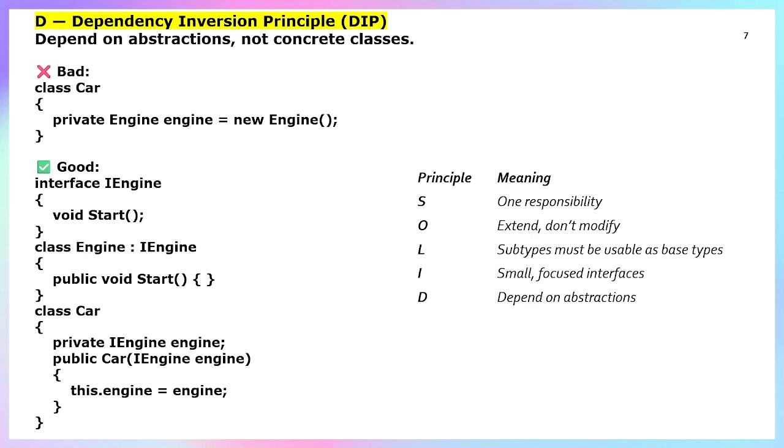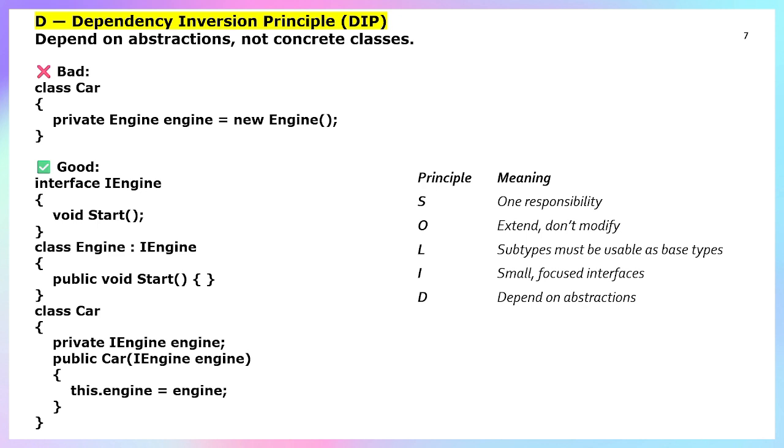In one line, S stands for single responsibility: a class has only one responsibility. O stands for open for extension and closed for modification. L, the Liskov substitution, means a class should be replaceable with its parent class without changing its functionality.